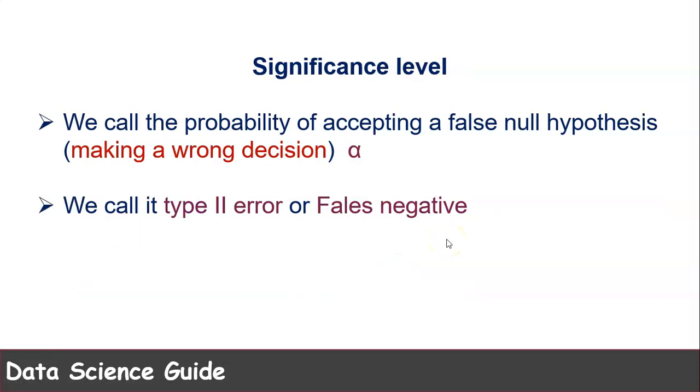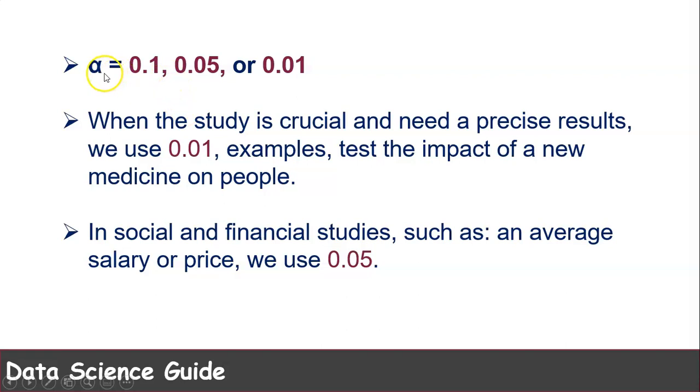And we call the probability of accepting a false null hypothesis, making a wrong decision, beta, and we call it type 2 error or false negative. So for example, when we say the mean price of homes in California is greater than $500,000, and actually it was correct, but mistakenly we made the wrong decision. We accept the null hypothesis.